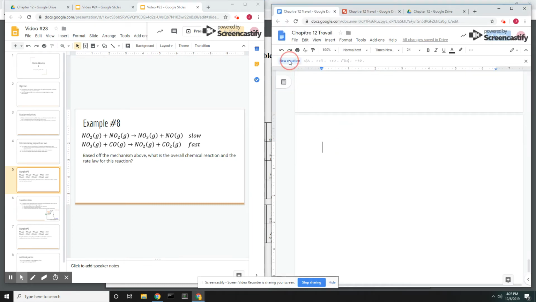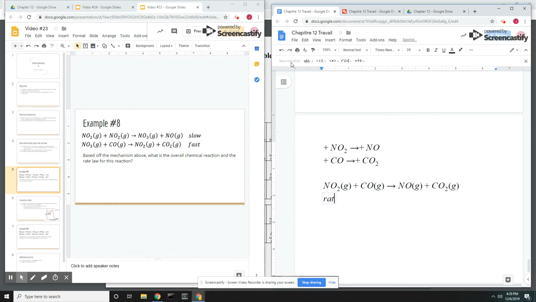and the experiment was done well. So let's just add everything together. I'm just ignoring states for right now, but they're all gas anyway. And I'm just going to eliminate anything that is the same on both sides. So overall, I've got NO2 reacting with carbon monoxide, forming nitrous oxide plus carbon dioxide.